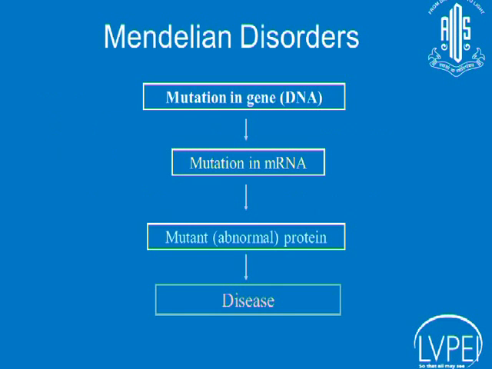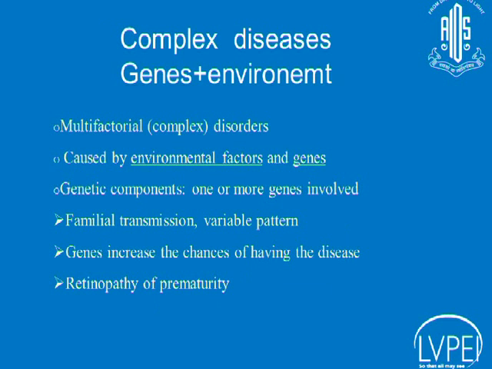So for Mendelian disorders, we have a mutation in the gene at the DNA level, which gives rise to a mutation in the messenger RNA, which is transcribed from this particular gene. That again gets translated into a mutant or abnormal protein, which gives rise to the disease. So this is a very simplified schema that tells you the chain of causation. In complex disease, you have genes plus environment, and they're called multifactorial and therefore complex, which means many factors. So as I said, you have both categories of etiologic agents.